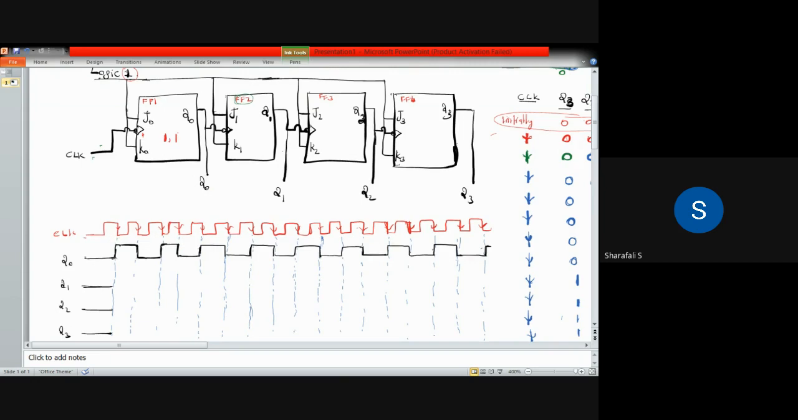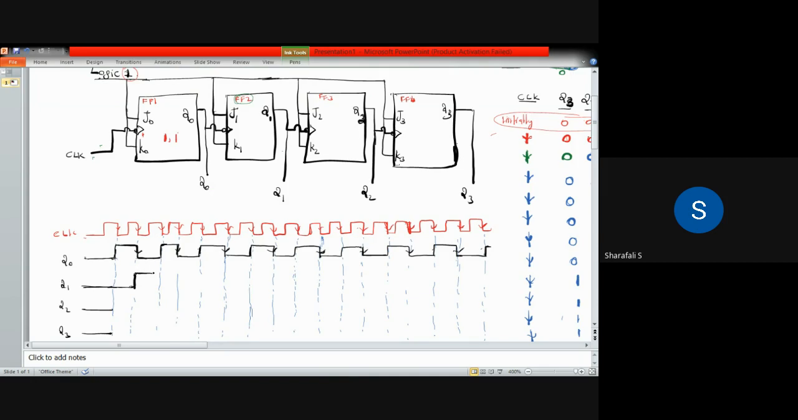Okay. Now, if you consider the Q1 value, for Q1, which one is the clock pulse? Q0 output is the clock pulse. The output of Q0 is the clock pulse for Q1. So we have to consider the negative edge of the Q0 value. For the first negative edge of Q0, it will go to high, because this Q0 is applied as a clock to the next flip flop.